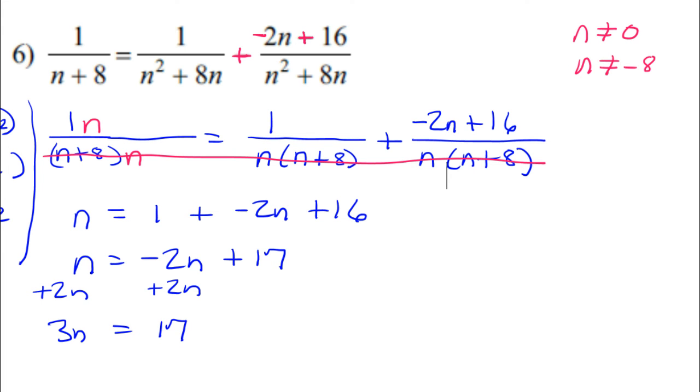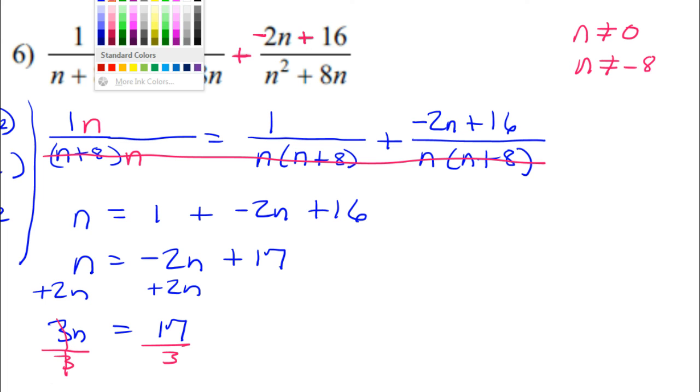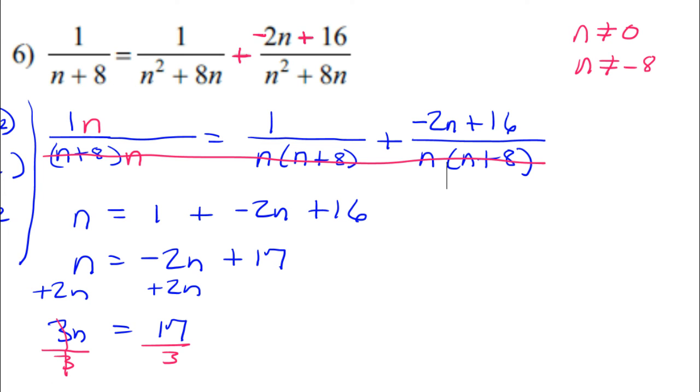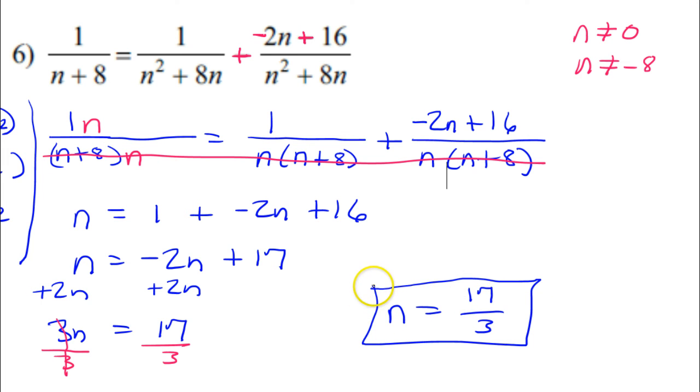Dividing both sides by 3, I get n is equal to 17 thirds. And that is not one of my excluded values, so this is the answer. Okay, 1 down, 4 to go.